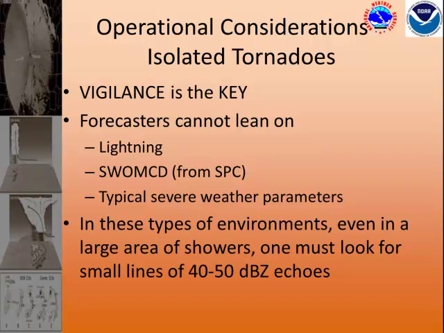You can't always count on the Storm Prediction Center having some type of watch out, because it's just one tornado. They're looking for the larger areas. We're expected to take care of these little things. And even your typical severe weather parameters like surface-based CAPE and maybe mixed layer CAPE are not the parameters to look at. So in these types of environments, even with large area showers, we must look for these small lines, 40 to 50 dBZ echoes, and say, I need to focus on this and put other things aside.